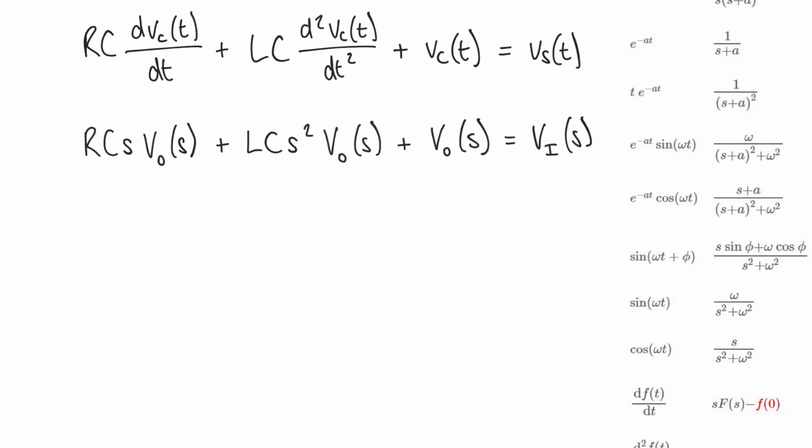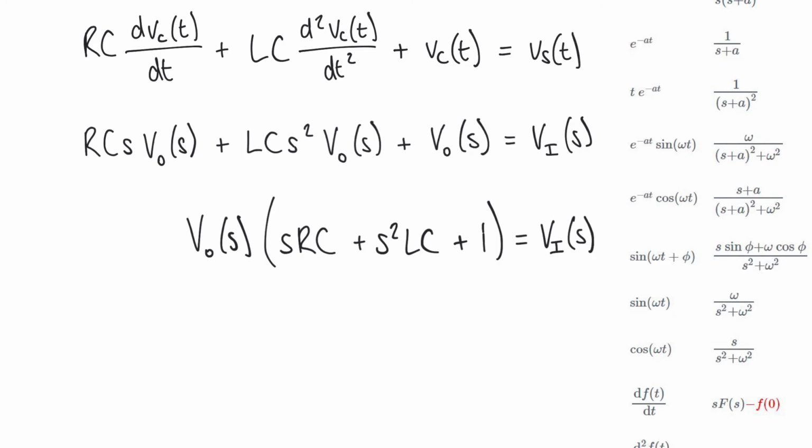We're going to factorize this expression that we've got here, because VO of s appears in each term on the left hand side. We can take that out as a common factor, and so we end up with something that looks like this. We've got VO of s multiplied by, in brackets, sRC plus s squared LC plus 1, and that's equal still to this input voltage in the s domain, Vi of s.